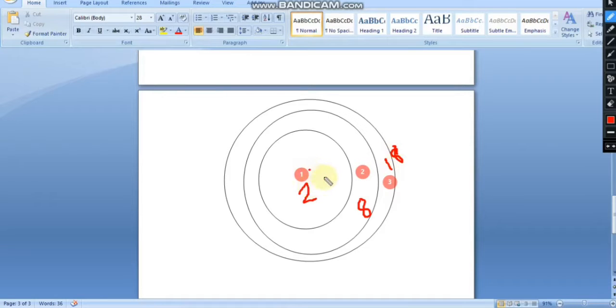Now, if you think that the first orbit can have 1 electron, that is correct. That means 1 electron should be present in the first orbit or 2 electrons, not more than 2. In the second orbit, if it is 7, it is also correct because it is not going above 8. That means the electron number should remain under 8 in the second orbit, and at last in the third orbit, the electron number should be under 18. That means it can be 7, it can be 16, not 19, not 20. That means above 18, there will be no electrons. Okay, remember.